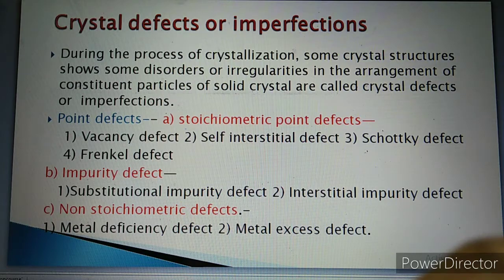So there are 3 types of point defect: stoichiometric point defect, again with 4 subtypes: vacancy, self-interstitial, Schottky and Frenkel defect. Second, impurity defect, with 2 types: substitutional impurity defect and interstitial impurity defect. Next is non-stoichiometric defect, again with metal deficiency defect and metal excess defect. One by one we will discuss each and every defect. First one is stoichiometric point defect.